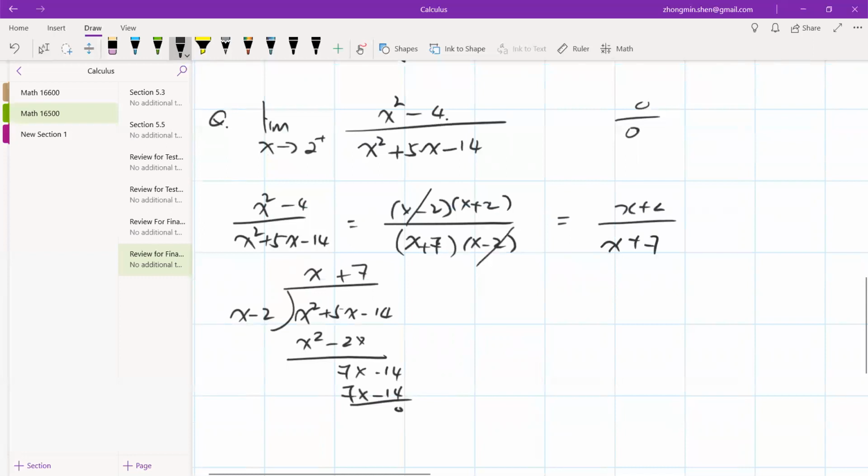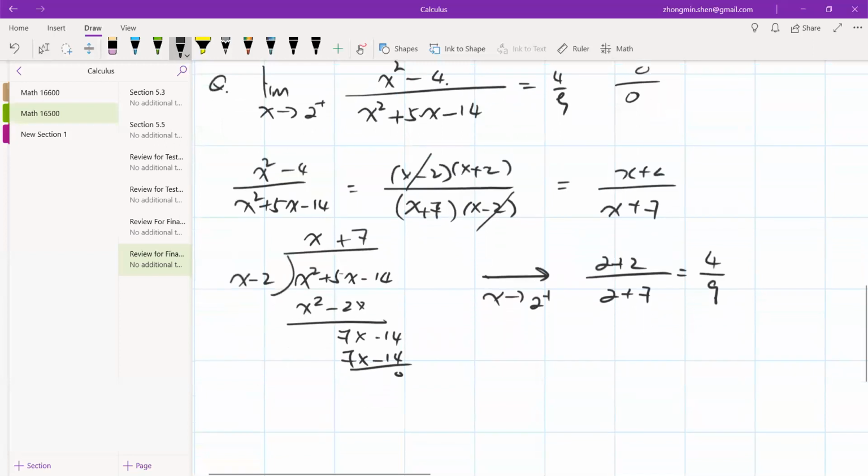So the answer will be this. This is a simplifying term. Then x approaches 2 from the positive side. It'll be 2 plus 7, 2 plus 2. So it's 4/9. So you can put 4/9 here, and this is the argument. So very clear. Okay.